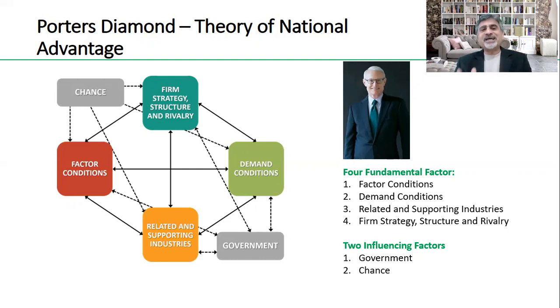So Porter's diamond is a short video. We will discuss it in more detail when we do the full chapter, but this is the introduction to Porter's diamond. The purpose of the Porter diamond is to analyze your external environment. How do you analyze? Based on four fundamental factors and two influencing factors, and it gives you national advantage. You can consider this theory as an advanced form of Adam Smith's relative advantage and absolute advantage of nations.